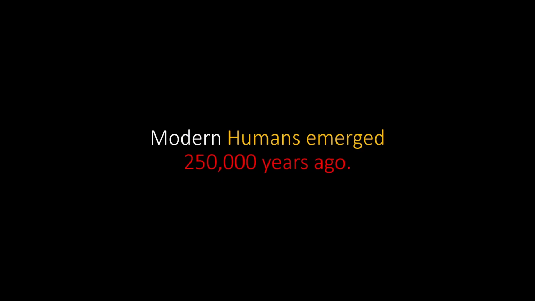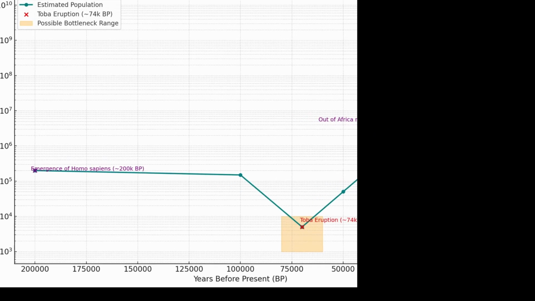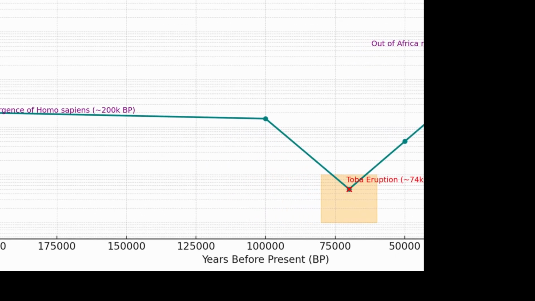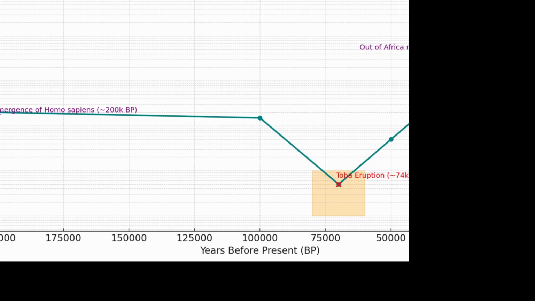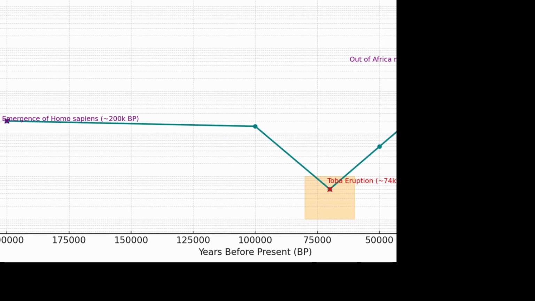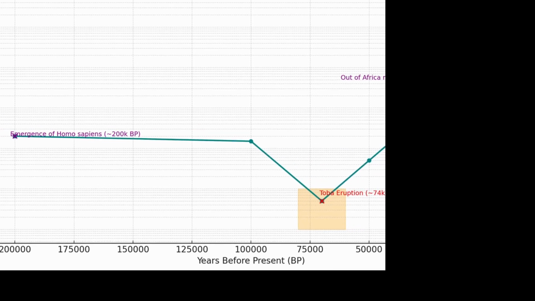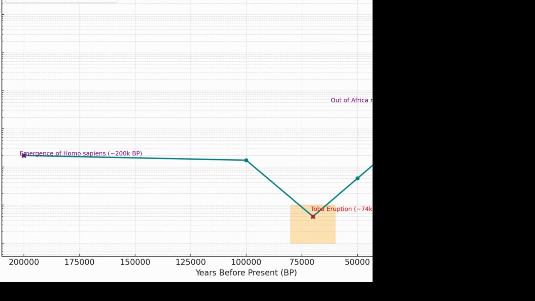Modern humans emerged. Now take a look at this. On the very left there, that's about 200,000 years ago. There was about 500,000 population of modern humans. And look what happened 100,000 years ago. It fell off the cliff. We almost went completely extinct at 75,000 years ago. Why didn't we go extinct?